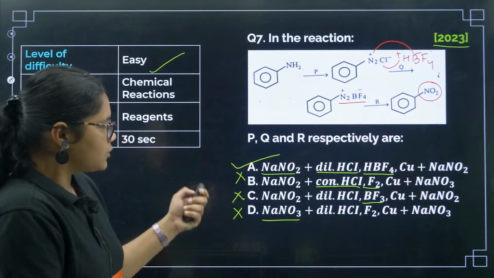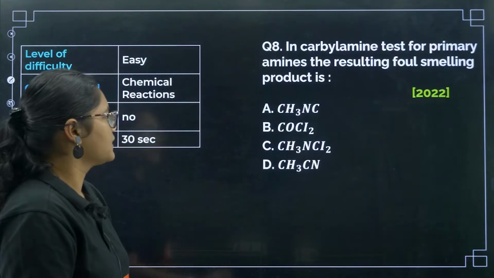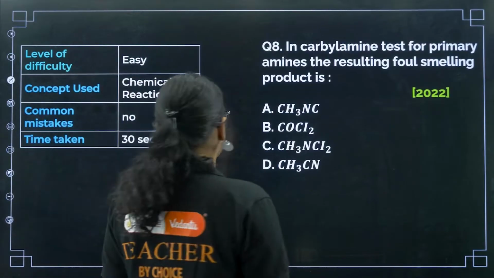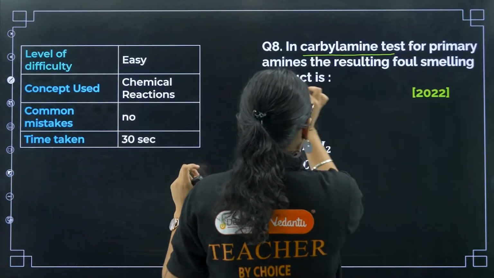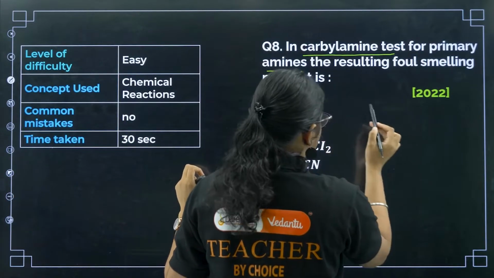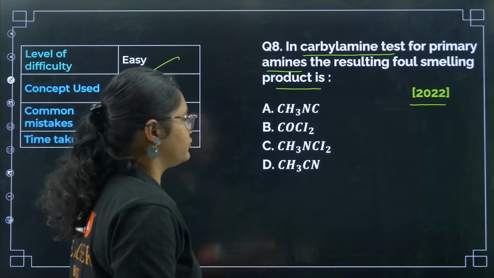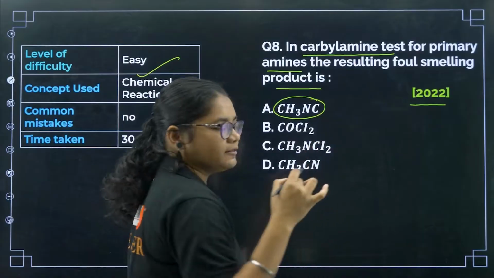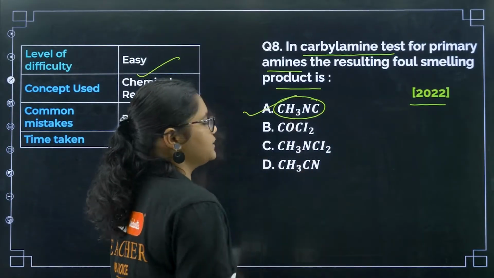Okay, so that is what this reaction is. The correct answer is option A. Next, question number 8, in carbylamine test. Carbylamine test for primary amines, the resulting foul smell product is... So, 2022 question. This is also a very easy question, you should know. It forms isocyanate. The foul smell is due to the formation of isocyanate. So the correct answer is option A.